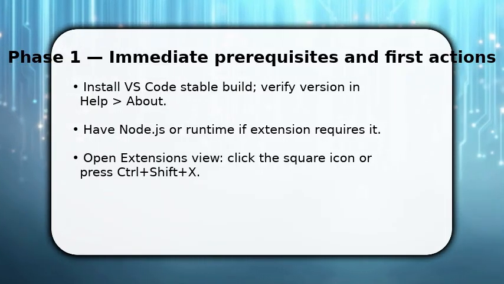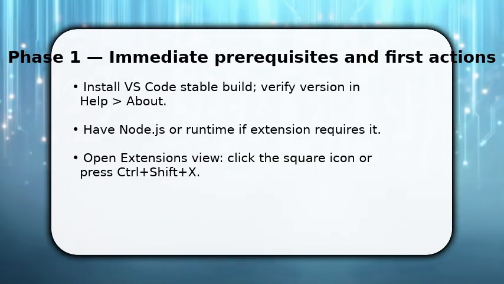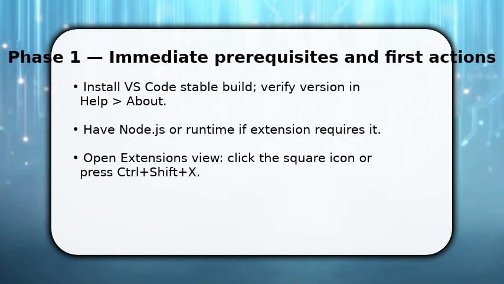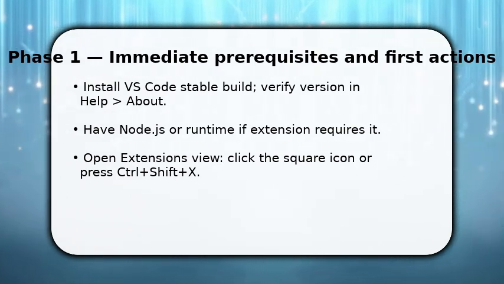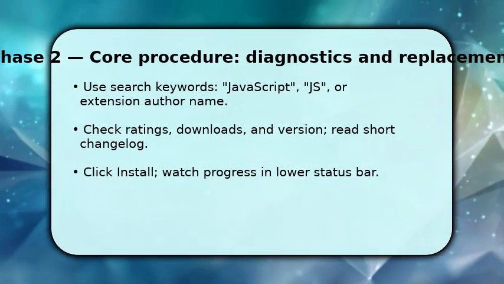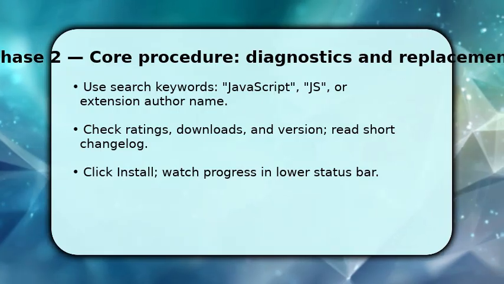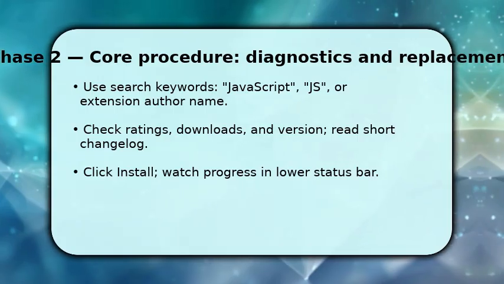Make sure your internet is connected, then search for JavaScript or the specific extension name you plan to add. Next, type targeted keywords like JavaScript, JS, or the author name into the extension search bar to narrow results. Once you see candidates, compare ratings, download counts, and the version number. Read the brief changelog and feature list to confirm it matches your workflow.